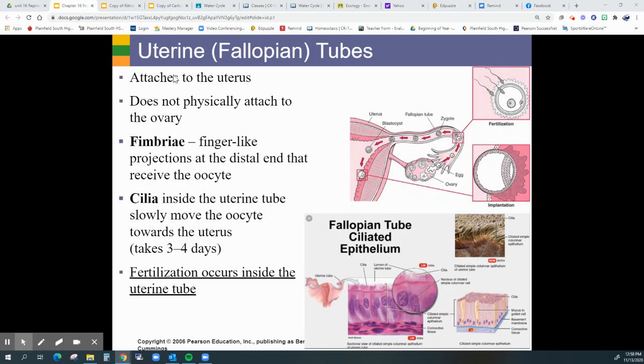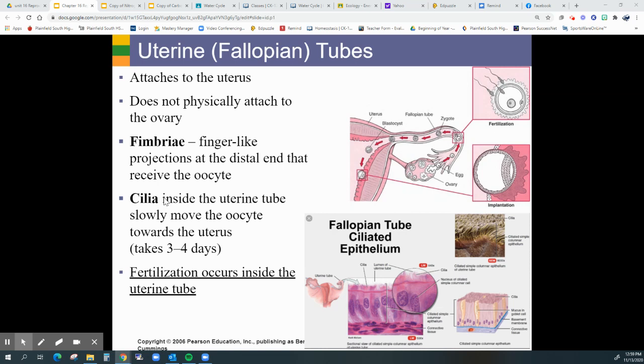All right, the uterus and fallopian tube here is what we're going to talk about next. So the fallopian tube actually attaches to the top portion of the uterus, but the fallopian tube does not actually attach to the ovary. Okay, so there's actually an opening in between those two. At the end of the fallopian tube, we have these little kind of finger-like projections called fimbriae, and you can see them over here on the diagram to the right. They are there to help receive that oocyte or egg once the ovary releases it.